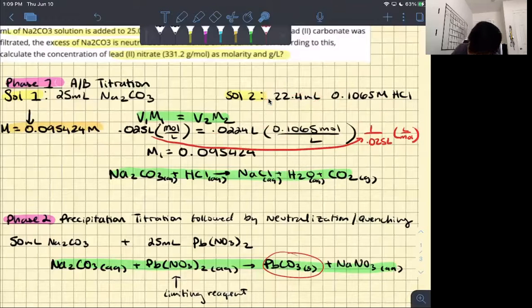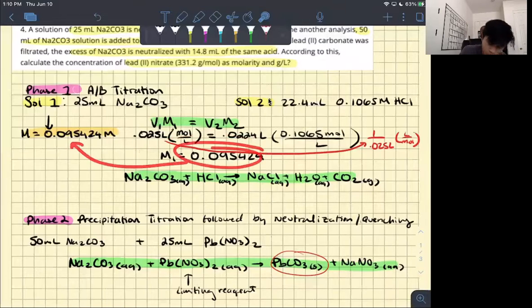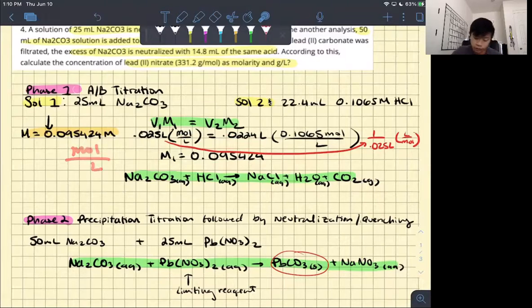So what ends up happening is this liters cancels out with this liters, and this mole cancels out with this mole. So all you're left with is a numerical value. So the molarity of solution 1 is this number right here, which we just put here. And again, molarity still has a unit associated with it, which is moles per liter.